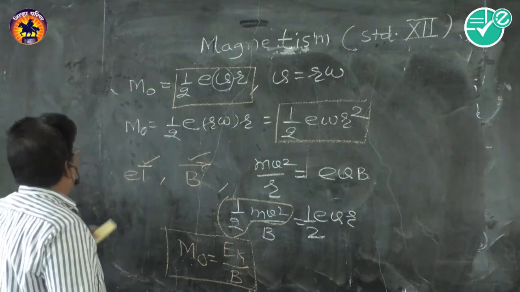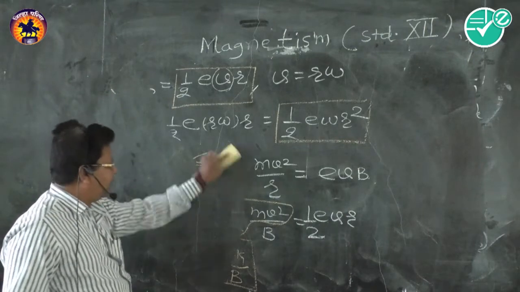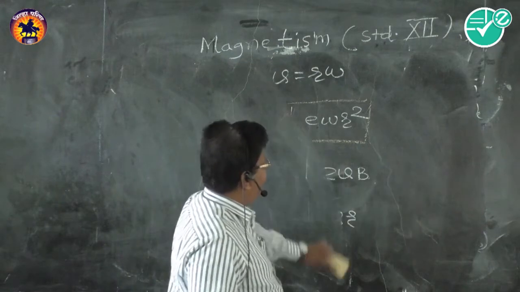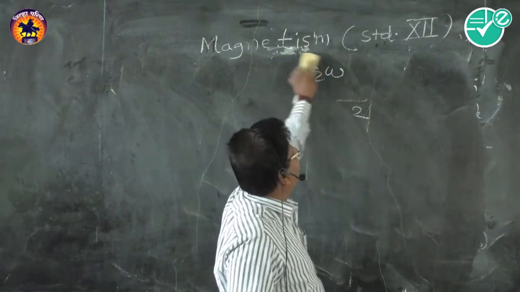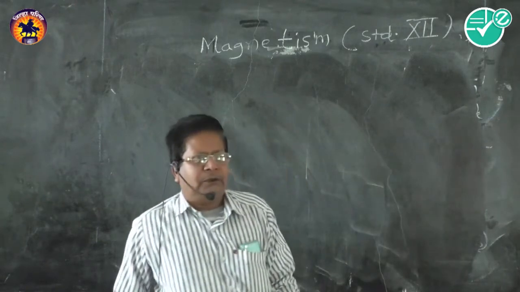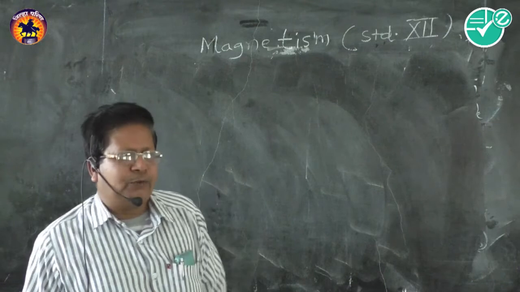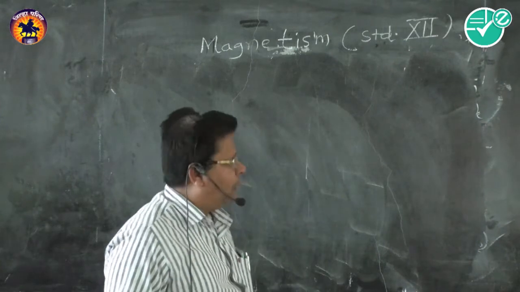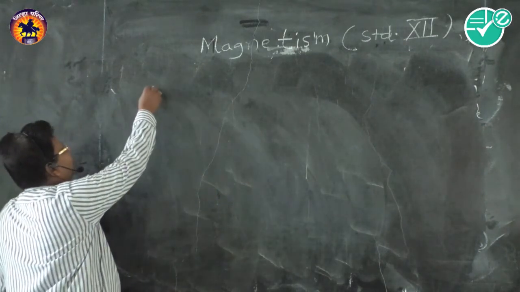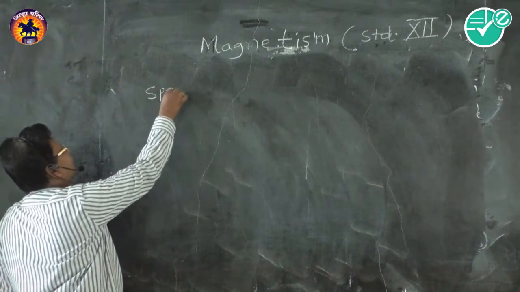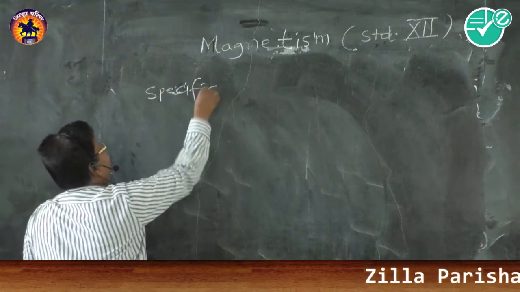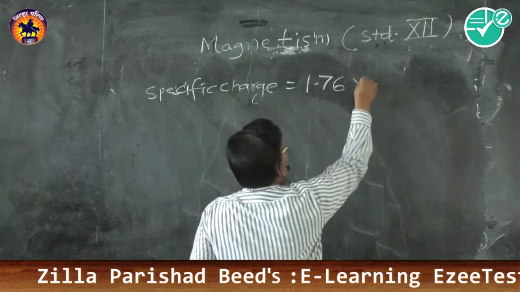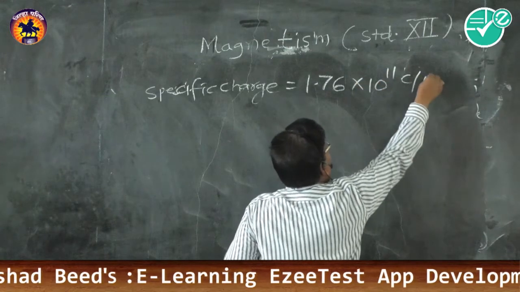Then in relation with today's two articles, we are going to illustrate some examples on this. And the first example on this revolving electron, which possesses magnetic dipole moment, is if you are given specific charge which is equal to 1.76 into 10 to the power 11 coulomb per kilogram.